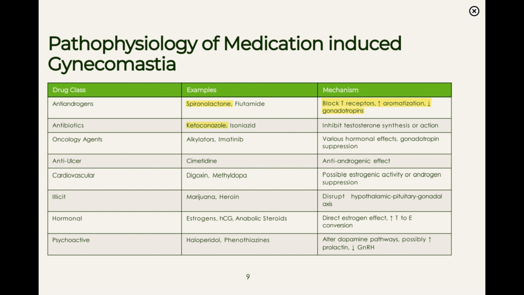So ketoconazole, its primary mechanism of action is that it inhibits testosterone synthesis. Alkylators have various mechanisms of action or hormonal effects, which we wouldn't be reviewing today. And then how about cimetidine? It also has anti-androgenic effects, so it blocks testosterone receptors, leading to overstimulation of breast tissue by estrogen. So the other mechanisms are shown here, and I'll pause briefly for you to go through them.